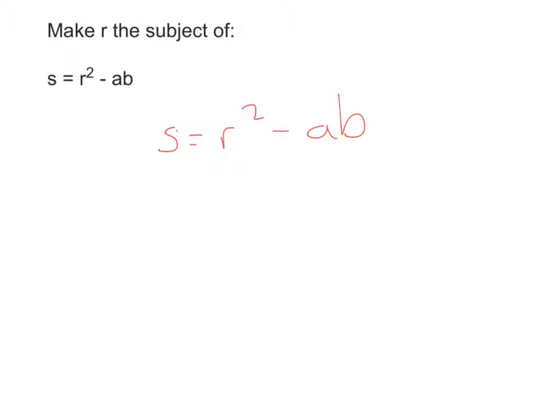So to make R the thing on its own, it means make R the subject. First thing I want to do is add AB to both sides of the equal sign. So on the left, I'll be left with S plus AB, and on this side, I'll be just left with R squared. Okay, because minus AB plus AB is nothing.